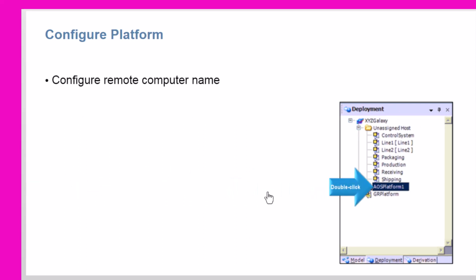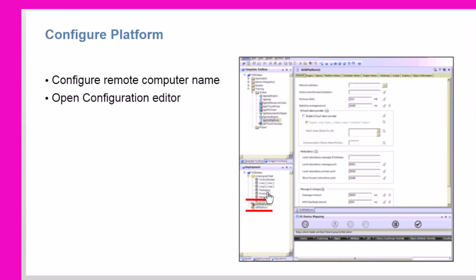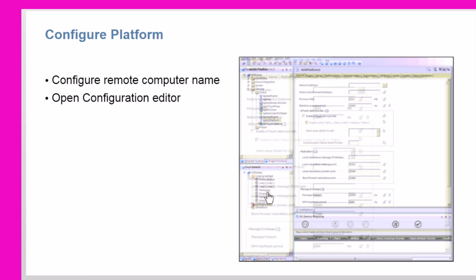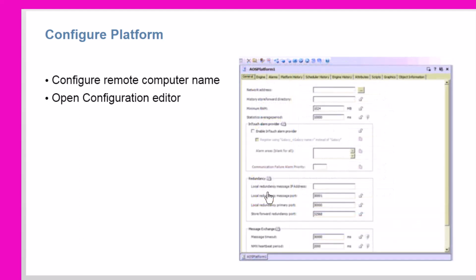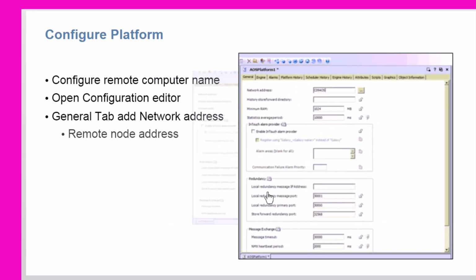Now let's configure our AOS platform. While still on the Deployment View tab, double-click the new platform to open the Configuration Editor window. Notice now we have a red checkmark appearing next to the AOS platform. This indicates the object is currently checked out. On the General tab, we enter the computer name of the remote AOS node in the network address field. In the top right corner, click the Save and Close icon.